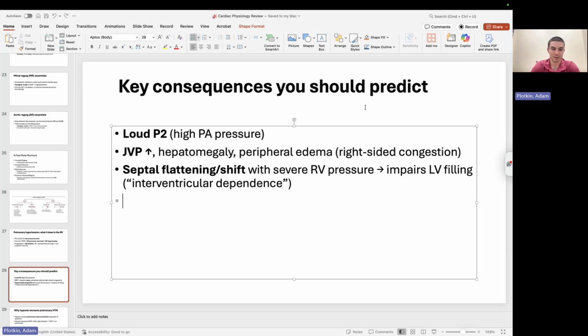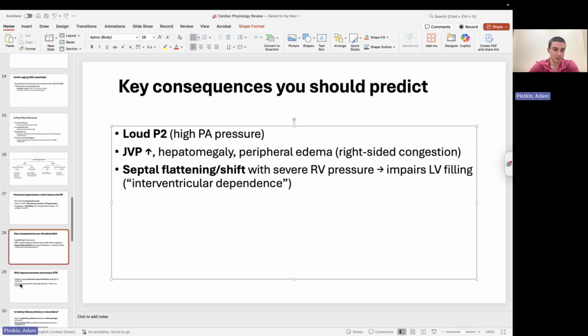We've already talked about this. And then you can get septal flattening and shift. When you get really severe right ventricular pressure, the septum shifts over, and then it's really hard to fill the left ventricle. So now the ventricles aren't really working in tandem, right? We call it interventricular dependence. So again, the septum kind of flattens or shifts over, really hard to fill the left ventricle. So we've essentially reduced the compliance of the left ventricle.